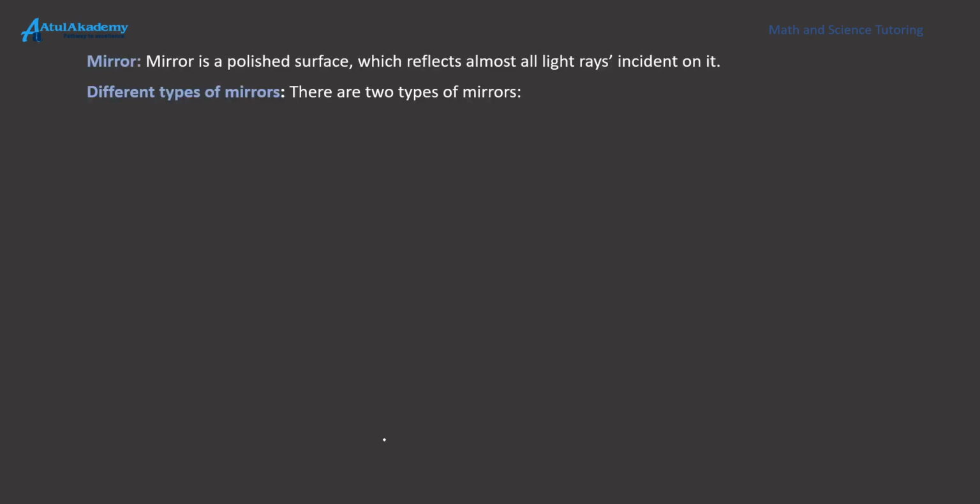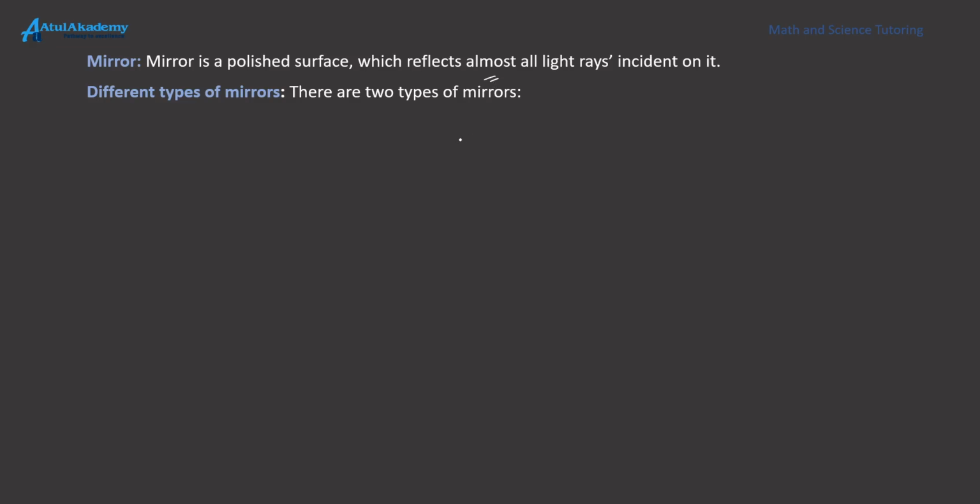Now let's move to what exactly mirrors are. Mirror is a polished surface which reflects almost all light rays incident on it. A mirror can be a surface on which, if the light rays are incident on it, they will just reflect them. Almost all. Few will pass through it, but most of them will be reflected back.